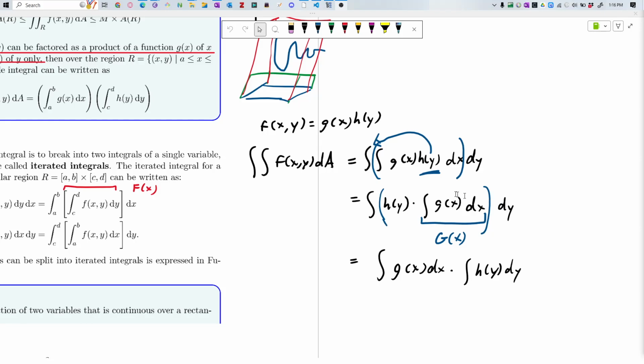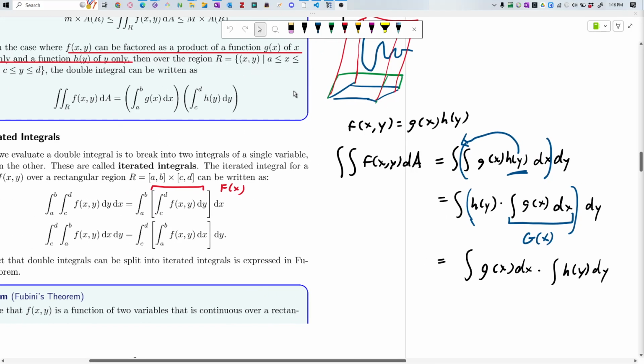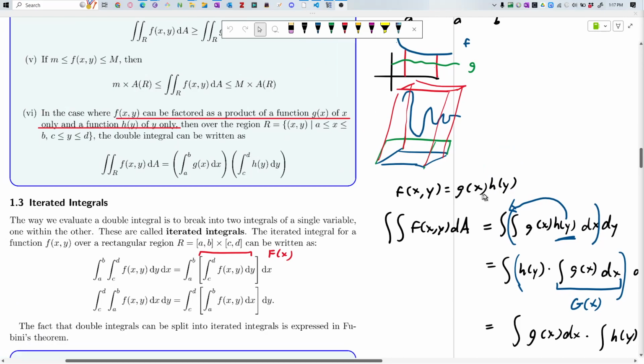This outer integral with respect to y varies y. This function of x is independent of the variation of y, so we can pull it out of the integral with respect to y. And if we pull the whole thing out, we end up with this, which is exactly this. So you can see that if your function can be written as a product in this manner, and if your region of integration is a rectangle, then you can split it into integrals along two different lines.